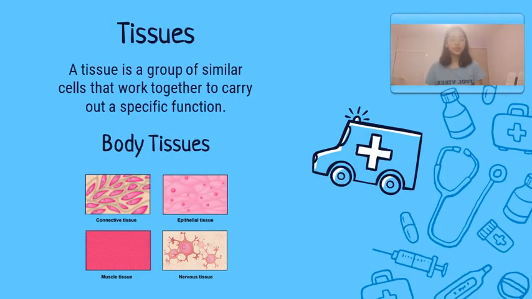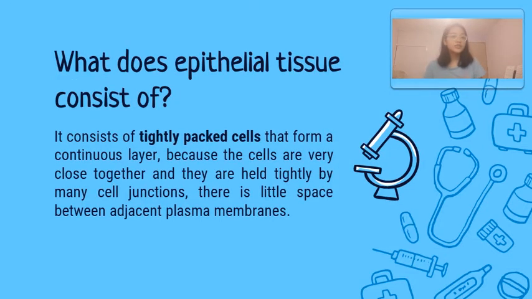A tissue is a group of similar cells that works together in order to carry on a specific function. We have four types of tissues: the connective tissue, the muscle tissue, the nervous tissue, and the epithelial tissue. That is the one that we're going to talk about today. To get more deeply into the topic, I am going to explain what the epithelial tissue consists of.